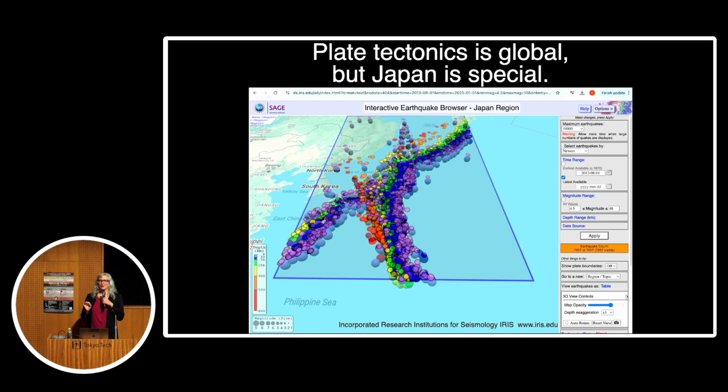And I'm going to go into some ways that Japan is special. As I mentioned earlier, we have four plates colliding here. This is a plot of all the earthquakes that have happened in Japan above a magnitude 4.5 since I arrived in 2013. You might notice that you can't even see the landform of Japan for all of the earthquakes that are plotted when you plot them in this way. In this plot, the purples and blues are shallow and the reds are deep. This is the Pacific plate, and this is the Philippine Sea plate, and here's Eurasia, North America.